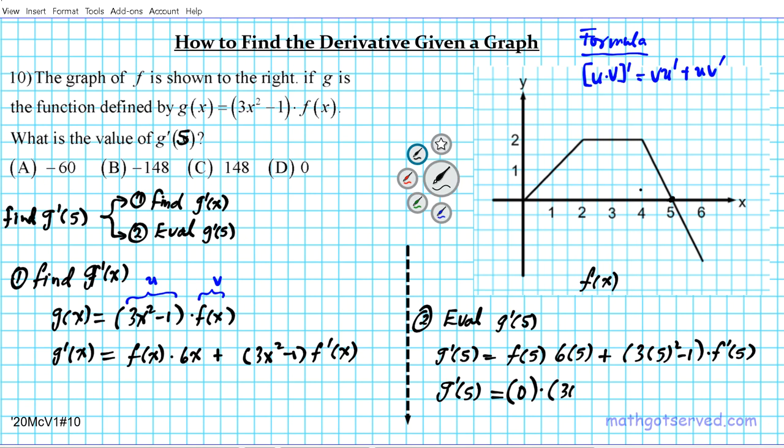So this is 30 plus 5 squared, which is 25. 25 times 3 is 75. So we have 75 minus 1. What is this f prime of 5 here? How do we find f prime of 5? Given the graph, how do you find the derivative? Well, it's nice that we have 3 linear segments here, so we can easily determine what the derivative is.